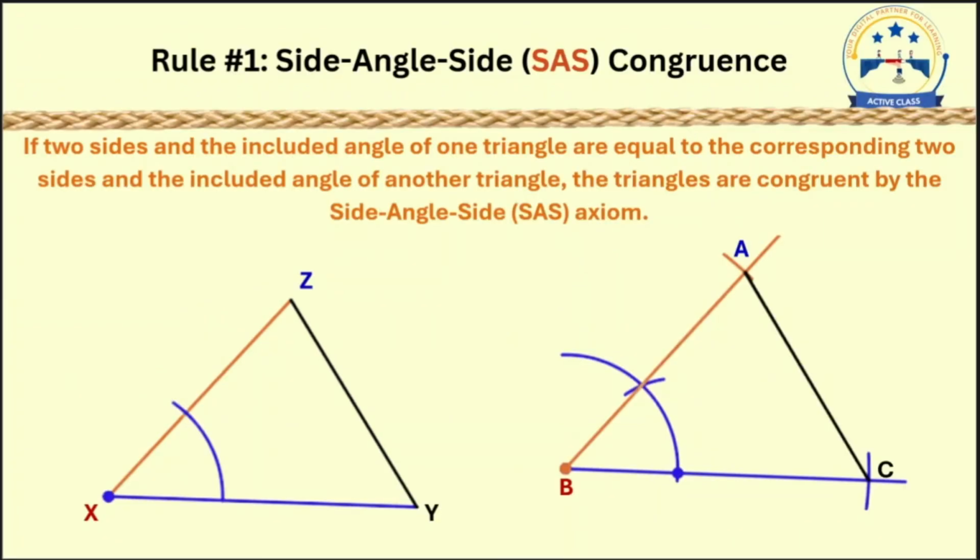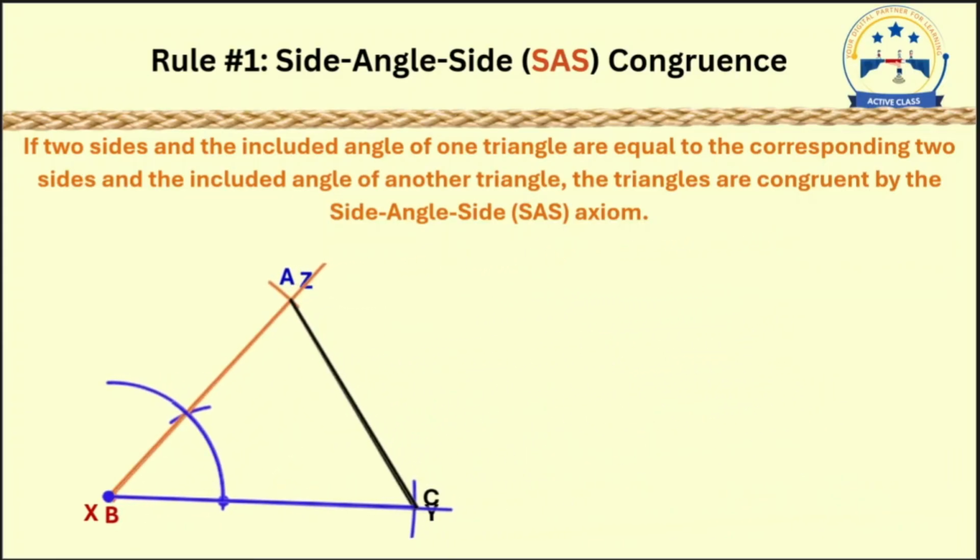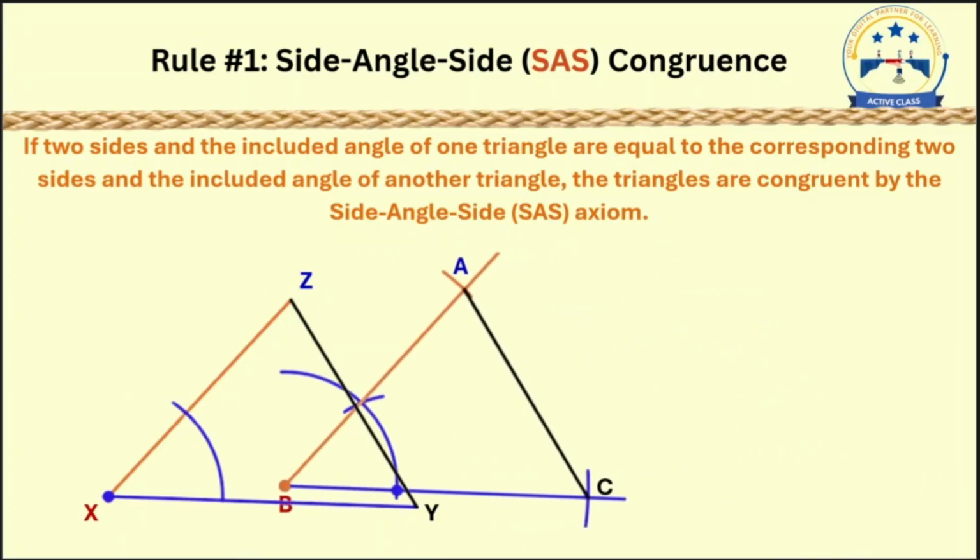In these two triangles, side XZ is equal to side AB. Likewise, side XY is equal to side BC, and the angle between these two sides is also equal. Means they are congruent by SAS axiom. If these triangles are congruent, then of course their shape and size will be exactly the same. See? They are exactly the same.